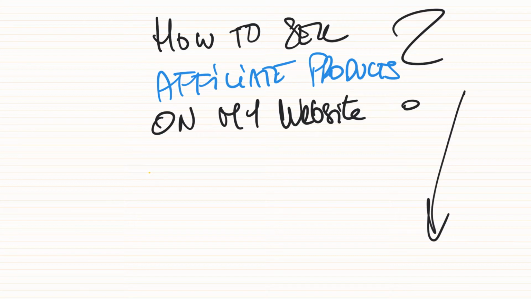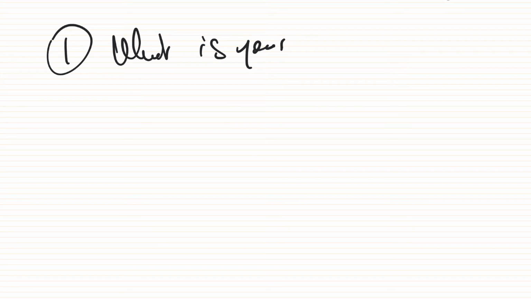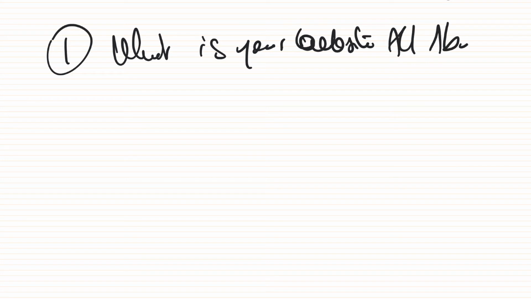So, you have a website and you want to promote affiliate products, but the thing is how to do that. The first thing you have to ask yourself is, what is your website all about? And then basically what you have to do is brainstorm different offers that would make sense to the audience that is currently visiting your website. So what are the different things that you could brainstorm?